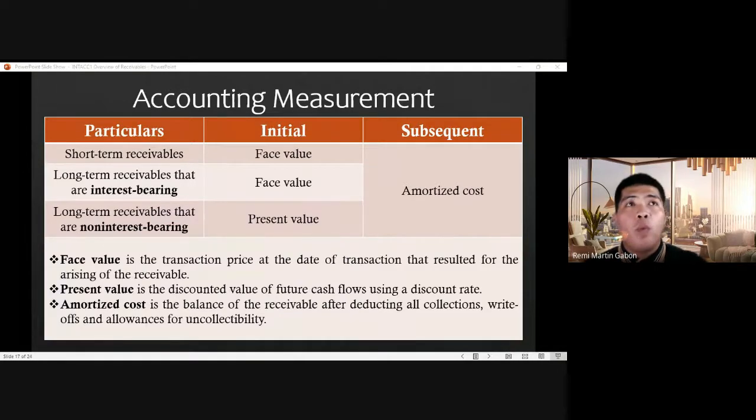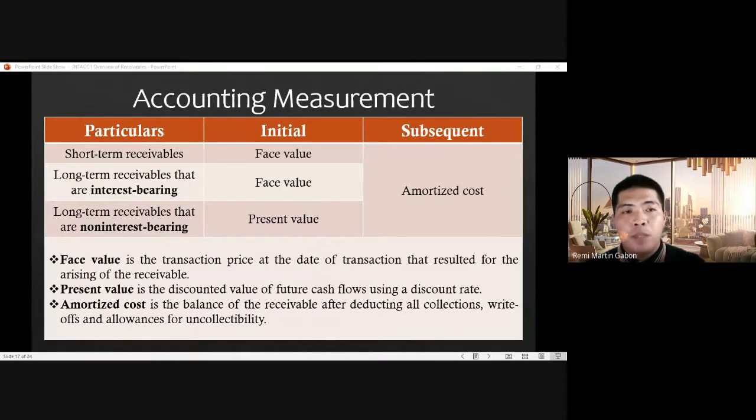Okay? So for example, if we have 1 million, then collections say 200,000, the difference of 800,000 will be regarded already as amortized cost. Okay? Collections pa lang yan. How much more if we consider write-off? Then allowances for uncollectibility. Write-off and allowances for uncollectibility, we can relate it under accounts receivable, which is our next topic. Okay. Accounts receivable. Write-off are referring to accounts or receivables that are 100% hopeless for collections, while allowances for uncollectibility, you are setting up allowance of doubt of collections, not yet 100%, but there's already a doubt.